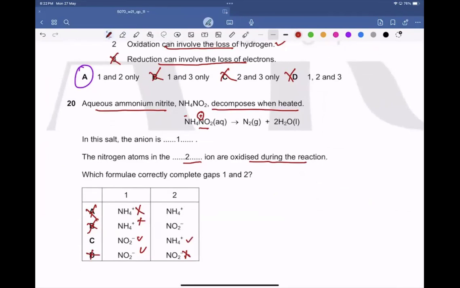The nitrogen atom in ammonium is going to be oxidized because it loses the hydrogen, right? The loss of hydrogen is, we know, oxidation. So C is the correct answer.